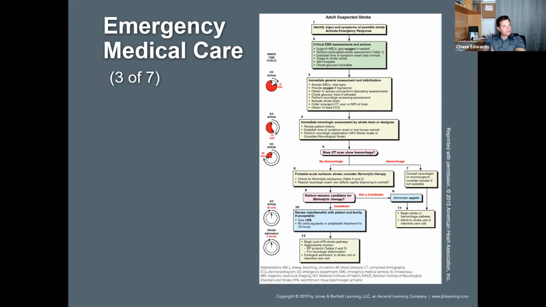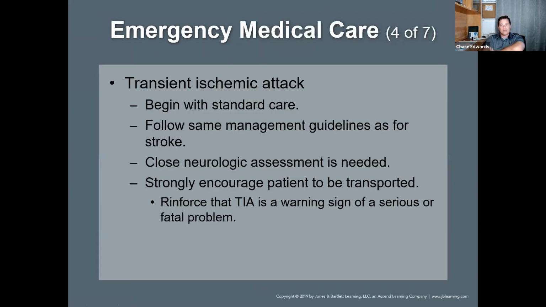All right, moving on. So TIA, talking about emergency medical care continuing with TIA, or transient ischemic attack. You're going to begin with standard care. You're going to follow the same management guidelines as for a stroke. The close neurological assessment is still going to be needed. A lot of them are going to want to cancel; they're going to want to get a refusal.